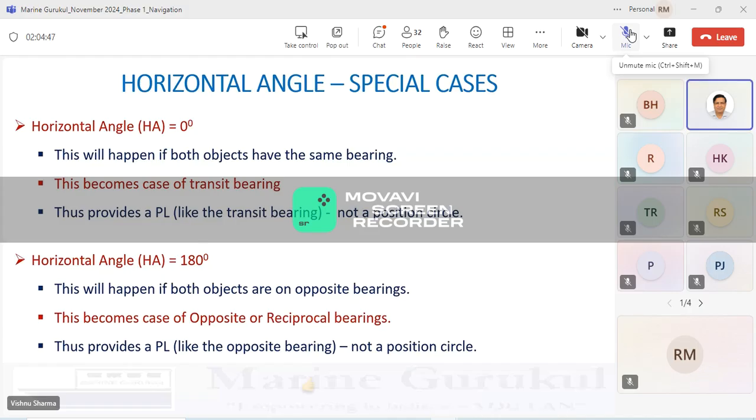Okay, guys. Now we have done radar range, we have done vertical angle, and now we have squared off horizontal angle. We have only 2 more methods left.